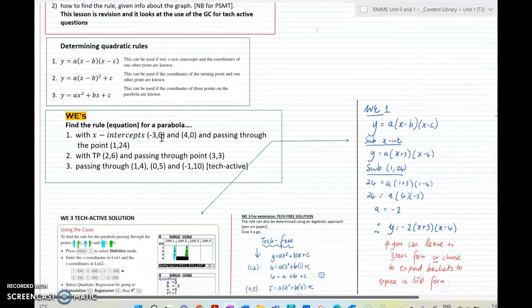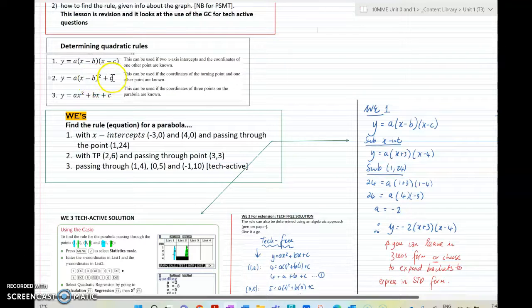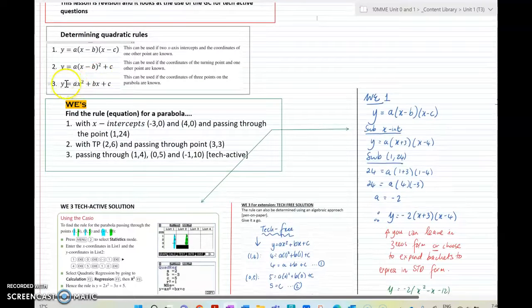So remember your three different quadratic rules that you get. The first one is called the zeros form. You use that one when you've got two x-intercepts given to you. Number two is your turning point formula. So that you'd use when you've got the turning point. And remember that B and C: B is the x value of the turning point and C is the y value of your turning point. And then just going back to number one, remember over here as well, B and C are the values of the two x-intercepts. And then for number three, that's just the standard form.